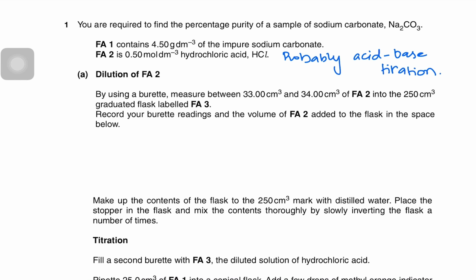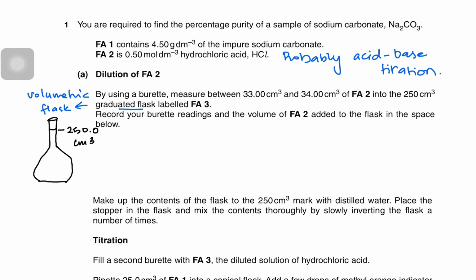Moving on, part A says dilution of Fa2, which was the acid by the way. By using a burette, measure between 33.00 and 34.00 of Fa2 into the 250 centimeter cube graduated flask. Remember, a graduated flask is also known as a volumetric flask. It has a narrow neck and is flat at the bottom, and it has a mark which represents 250.0 centimeter cube.